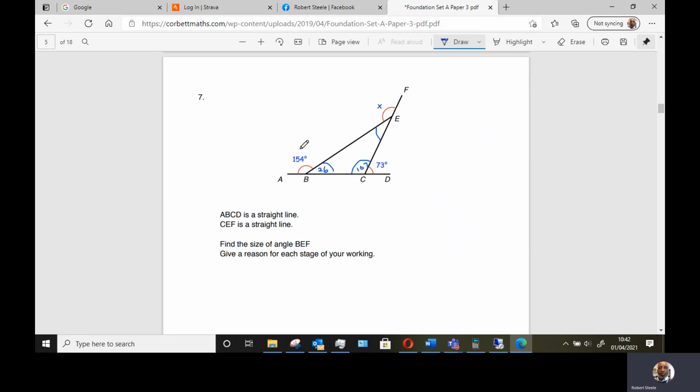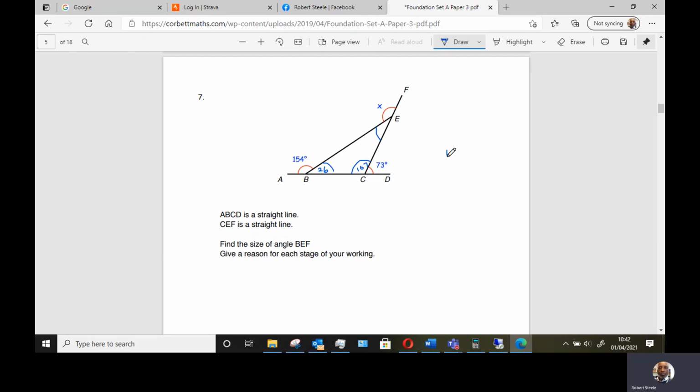But please don't make the mistake of thinking that these two angles are connected or related to these two angles. They're not. They're quite separate. These two meet at C, these two meet at B.